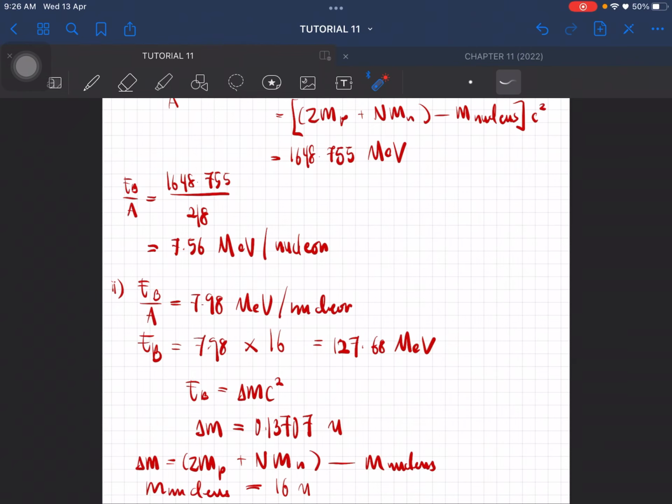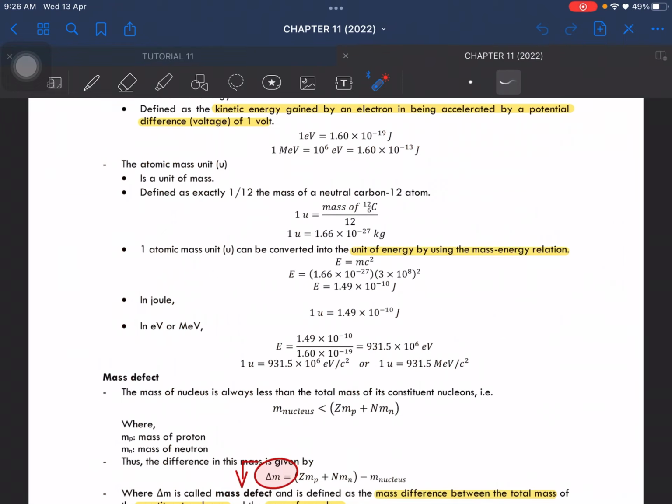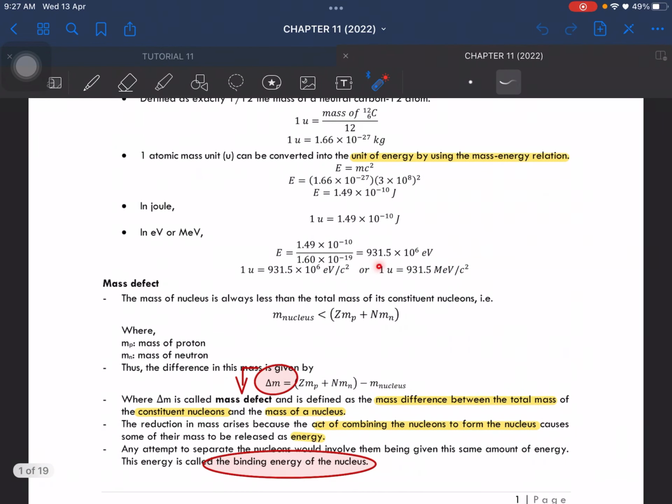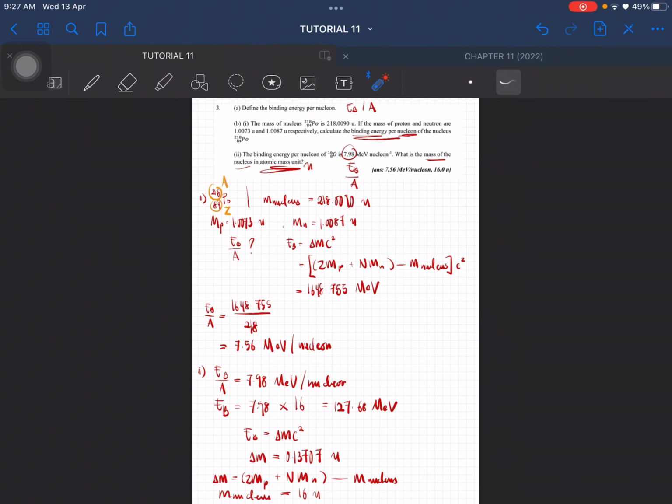But basically what you need to do is first find the binding energy, because you need the delta M. We can't use this directly because this is per nucleon number. After calculating the delta M, you can then use this equation to find the mass of the nucleus. But make sure you use U, atomic mass unit. You have to multiply delta M with the value of C squared, which is 931 mega electron volt. Okay? Alright, that is question number 3.